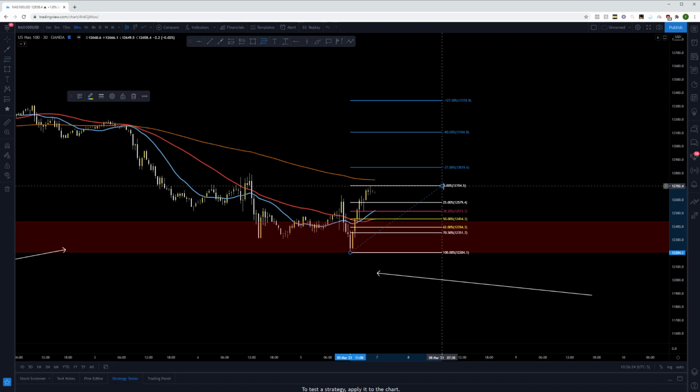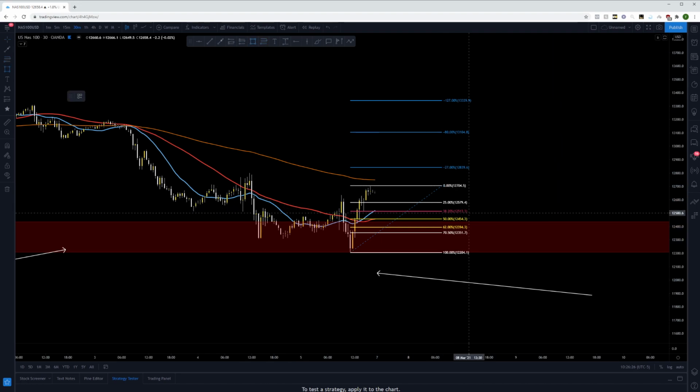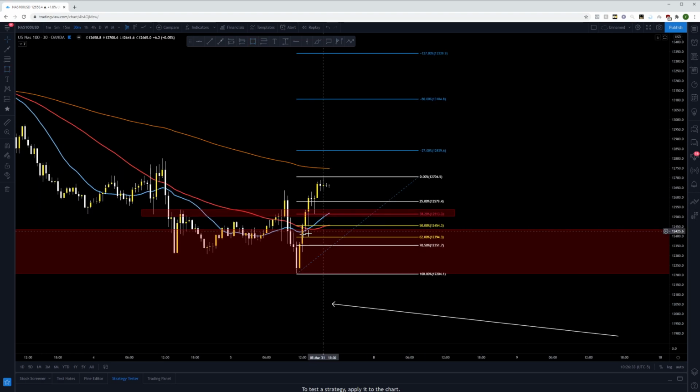We could clearly see that there's some form of rejection on the 0.38, which could potentially be a continuation to the upside. As you can see, it came down here where there's a minor level of resistance. It came up, retested it, came down, broke through, failed to complete the push, and brought the market down.